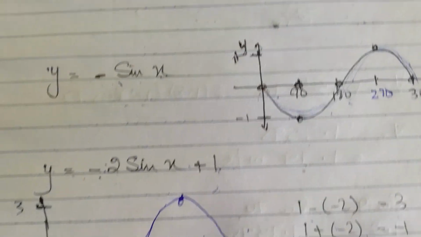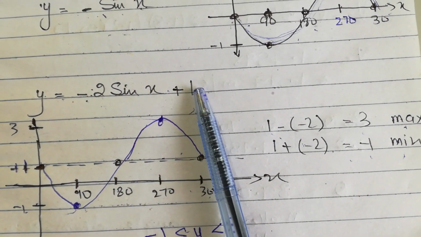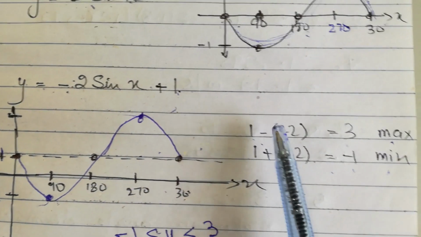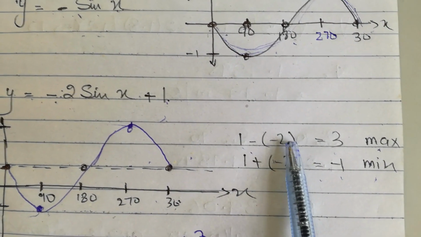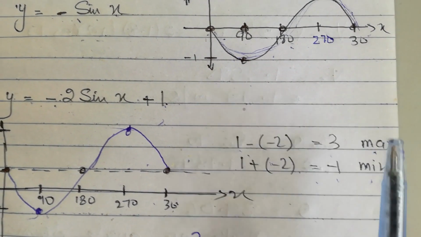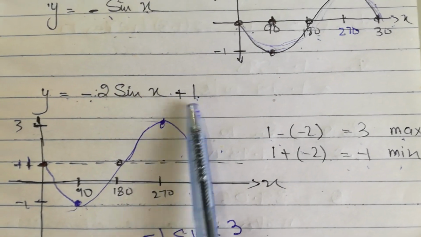Let's see an example here. It is y equals minus 2 sin x plus 1. To calculate the maximum and minimum values, we do 1 plus minus 2 and 1 minus minus 2. So my maximum value is 3, my minimum value is minus 1, and my axis of the curve is 1.